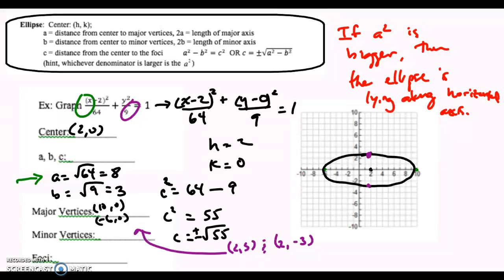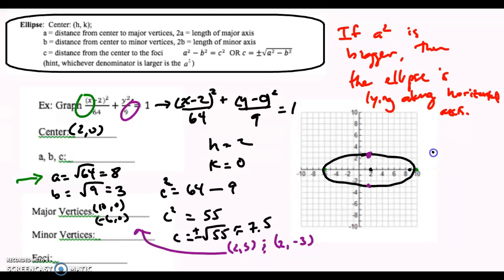The foci is going to be plus and minus root 55. And that's going to be the distance from the center. So if I go 2 plus the square root of 55, and please keep in mind the square root of 55 is about 7-ish, maybe 7.5-ish. So if I go 7.5 to the right, then I'm going to have my right foci value, which is going to be about 9.5.